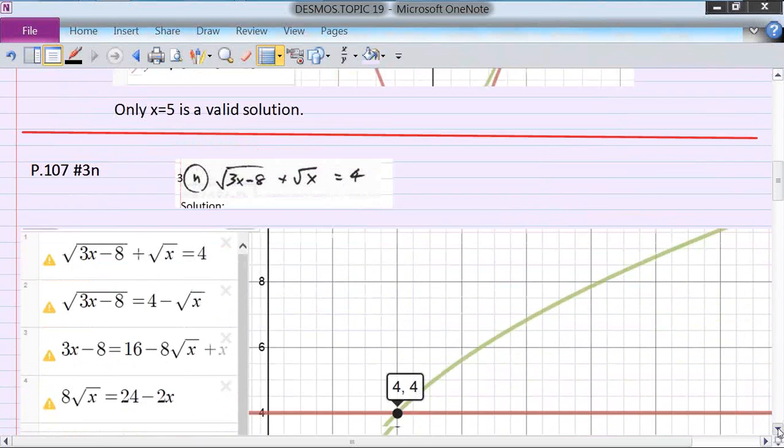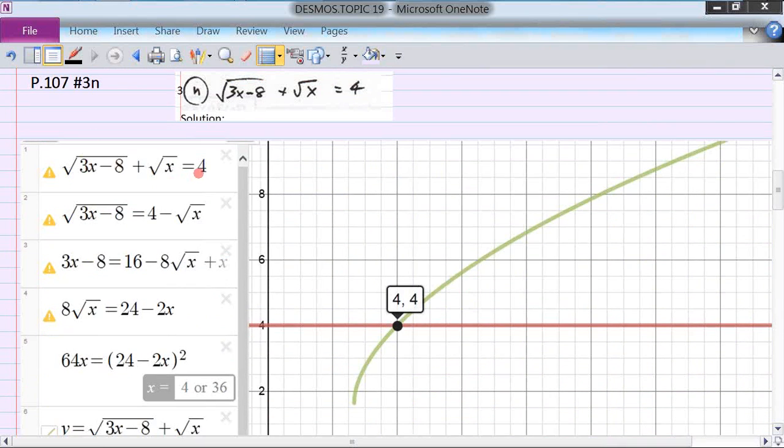Again, if we go to 1073N, you can see the equation in, and it doesn't like it. I get the exclamation point, little triangle here, Desmos can't calculate. So what I do is I transpose the root x to the other side, goes over here, and I get 3x. Then I square this side, I get 3x minus 8. I square this side. Now, this is 4 minus root x times 4 minus root x.